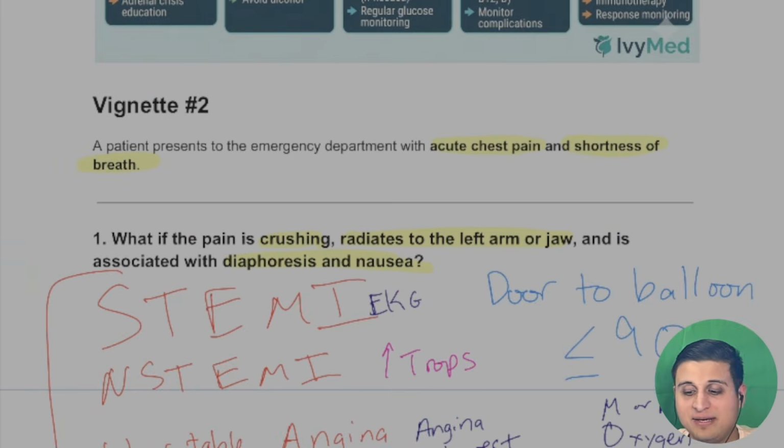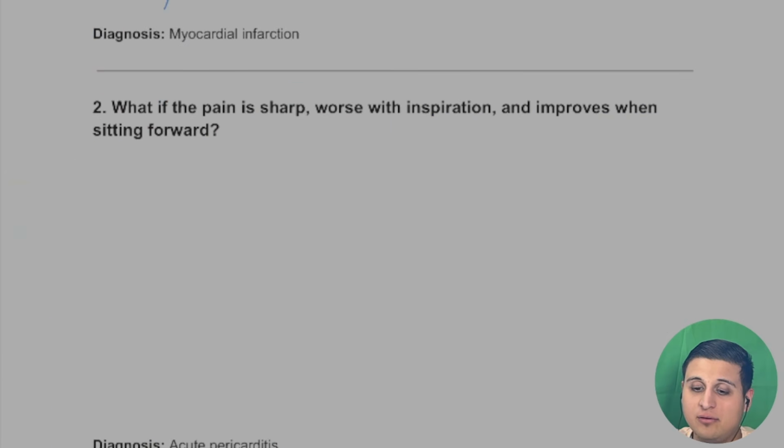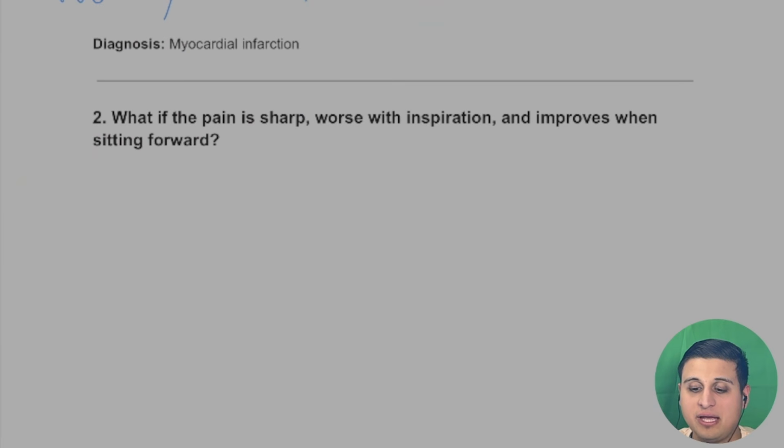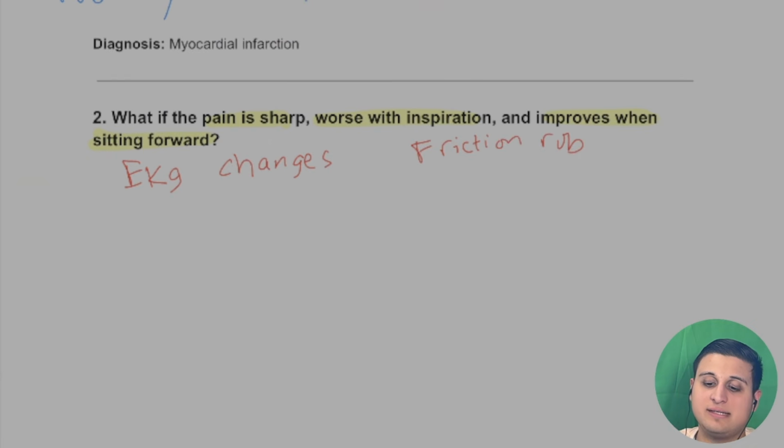So again, I have to remind myself, I've been talking so long. So we have acute chest pain and shortness of breath. But now we have a sharp pain that is worse with inspiration and improves when sitting forward. And maybe I'll tell you that they have EKG changes, right? Maybe they have ST elevations in every lead. Maybe they have a friction rub on auscultation. This is pericarditis. All right. Pericarditis is a different picture that we need to treat.